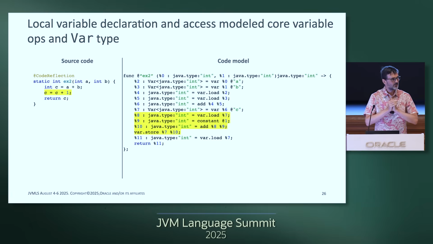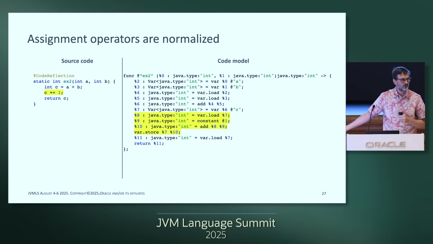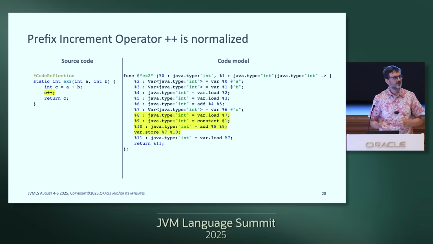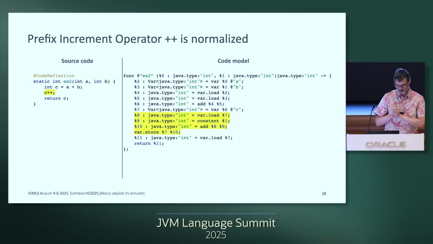So we see c equals c plus 1: we load it in, we get the constant, we add the two together, then we store it back. So we're explicitly modeling the loads and stores here. Now, if I change c equals c plus 1 to c plus equals 1, it's exactly the same in the model. The surface syntax does not change the model. And likewise, if I do this, it doesn't change the model. So we're simplifying some of the processing here. If you had to deal with this on the AST side, you'd have to deal with these little shimmers in the surface syntax, and we're trying to normalize that.